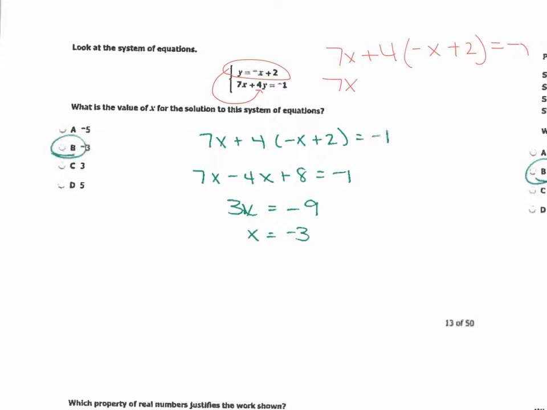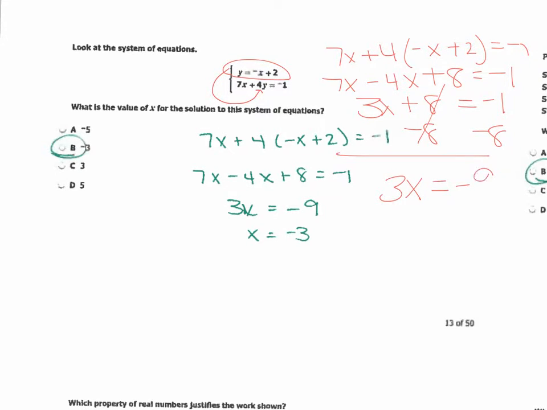So 7x, I'm going to distribute. Negative 4x plus 8 equals negative 1. Combine like terms, 3x plus 8 equals negative 1. I'm going to subtract 8. 3x equals negative 9. X equals negative 3, so it's B.